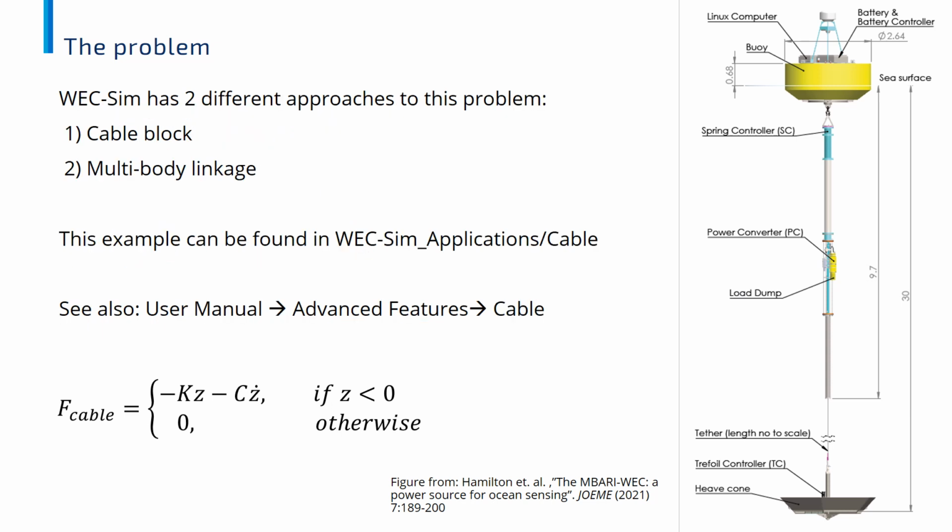There are two different major approaches that you can take in WEC-Sim to model this cable, the cable block and the multi-body linkage. We'll talk about both of these in this presentation, but we'll start with the cable block. This is the example that you find in the WEC-Sim applications repository of the same name, and you can also find documentation on the cable block feature in our user manual's advanced features section.